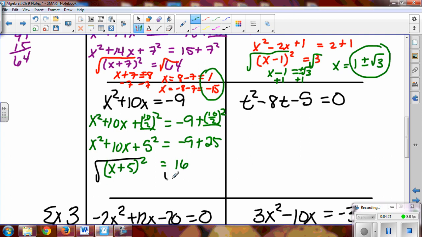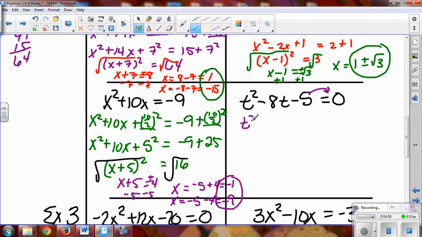Again, take the square root. We get x plus 5 equals plus or minus 4. Subtract 5 from both sides. So we get x equals negative 5 plus 4, which is negative 1. Or we get x equals negative 5 minus 4, which is negative 9. So those are our 2 answers.